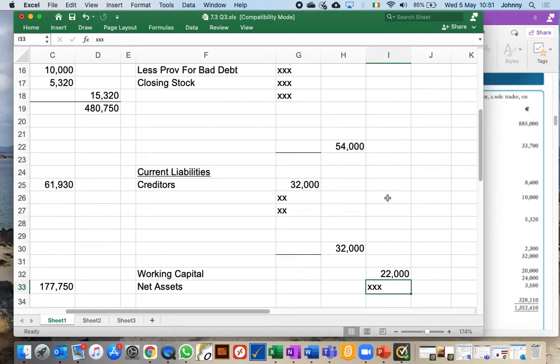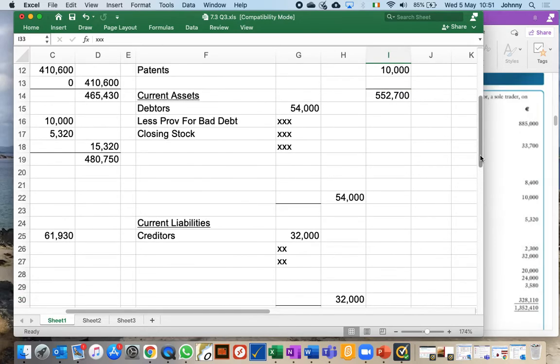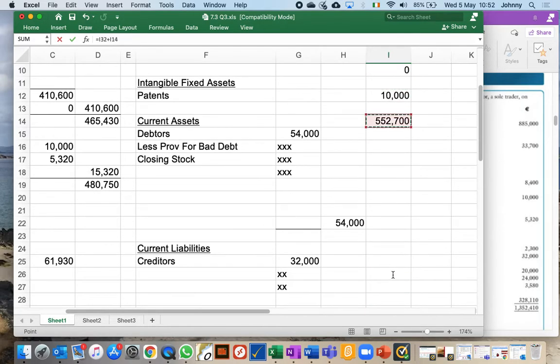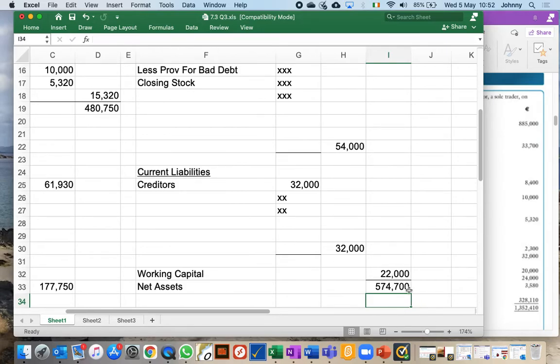All right? So working capital then is added to the number above. So working capital is in the right-hand column. We add it to my total of my fixed assets. And that gives me my net assets. So equals 22, which is my working capital so far. But again, there will be other numbers to add to it. And I'll get a total net assets 574.